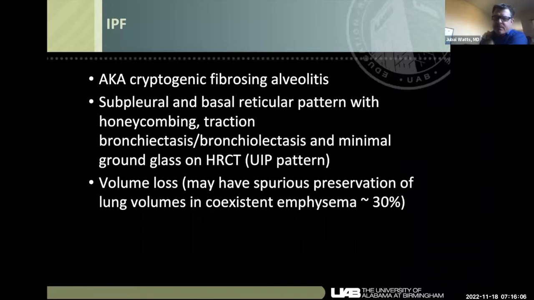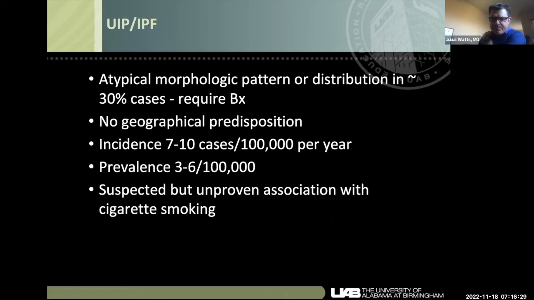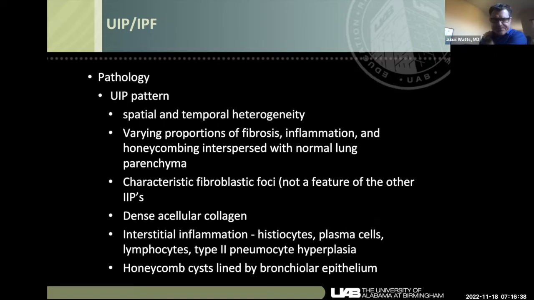So IPF used to be called cryptogenic fibrosing alveolitis. That's not a term used anymore, but you'll see subpleural basilar reticulation, honeycombing, traction bronchiectasis, and ground glass. You can have volume loss. You will have some volume loss. If they have emphysema, because there's a higher risk of IPF in smokers, the lung volumes can actually look normal because you've got some of both. If you don't have the typical pattern or a probable pattern, you need biopsy. And most patients tend to be former smokers.